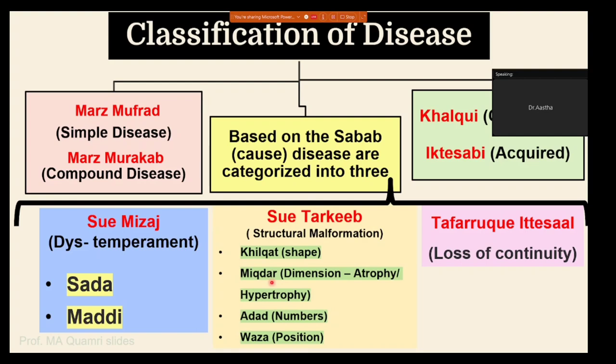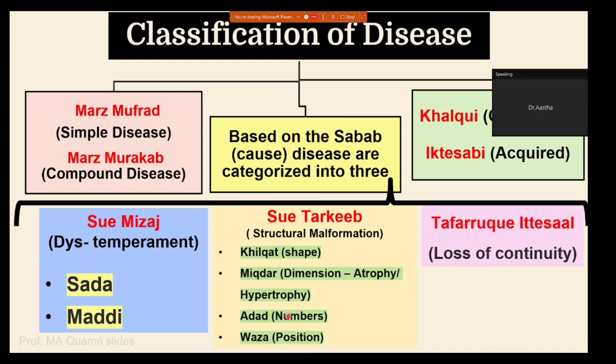And with that dimension, something happens. Some body parts can be either atrophied or sometimes hypertrophied. The dimensions are changed. Sometimes there is a suya tarkib ba adad, where the number will be decreased. Some people are born with more than 10 fingers, either in the upper or lower limb. Some people have extra digits there.